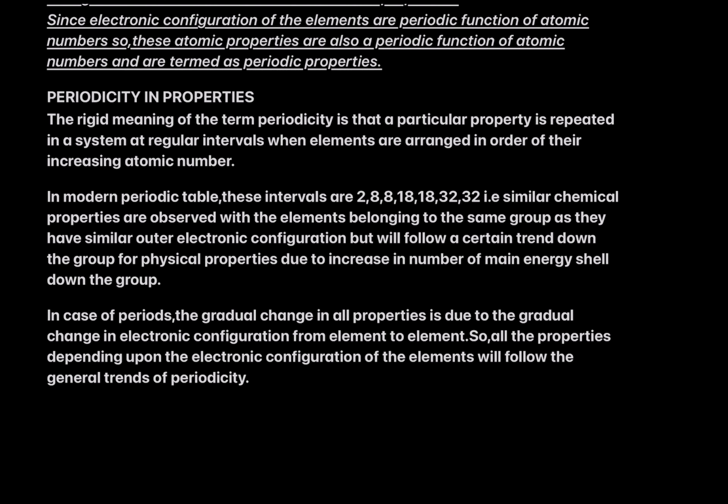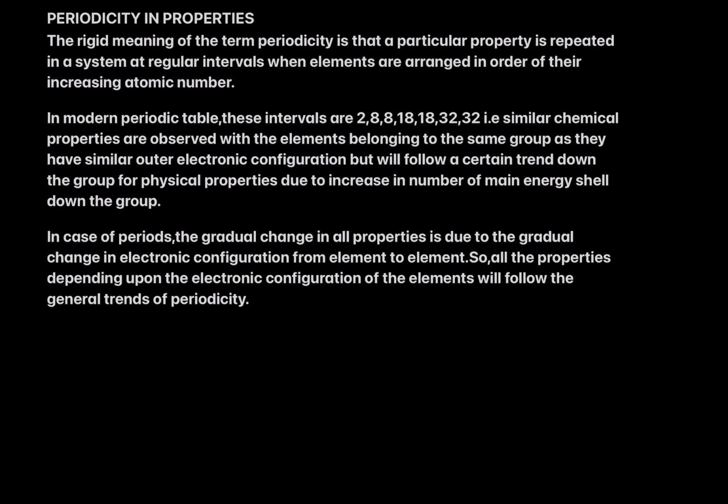I'm coming to the second paragraph of this topic. In the modern periodic table, these intervals are 2, 8, 8, 18, 18, 32, 32. So these are the number of elements in each period. The first period consists of 2 elements, the second 8, the third 8, the fourth 18, the fifth 18, the sixth period 32, the seventh period 32. So these are the actual gaps or intervals, 2, 8, 8, 18, 18, 32, 32. These are the gaps after which certain properties repeat themselves in the periodic table.